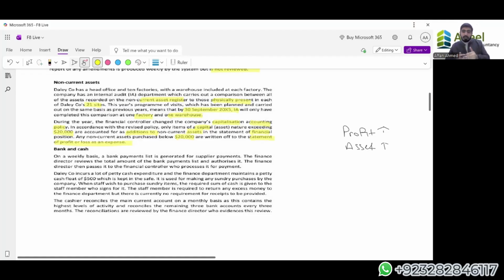Okay, so the test can be just checking whether the particular recommendation that you have given is being implemented and whether it is achieving the objective or not.